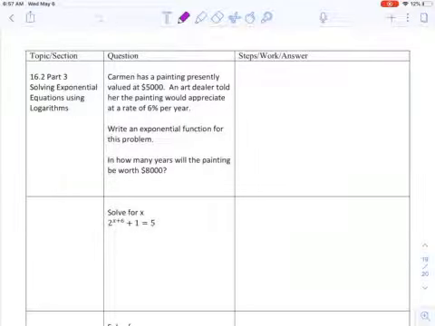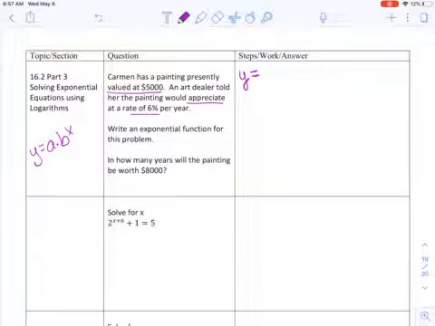Okay, so here's our scenario. Carmen has a painting presently valued at $5,000. An art dealer told her the painting would appreciate at a rate of 6% per year. So appreciate means that the value grows. And so that's back to that exponential equation form, y equals a times b to the x. So write an exponential function for this problem.